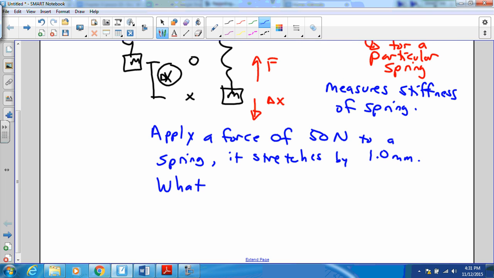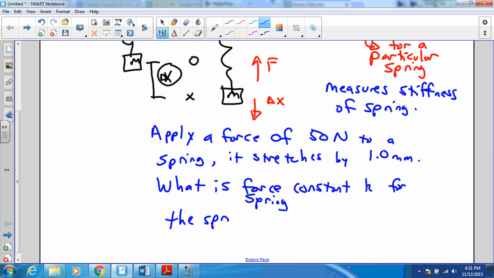Now we want to know, what is the force constant, or the spring constant, k for the spring? Notice I use these two phrases interchangeably, the force constant and the spring constant. They mean the same thing, and they both refer to that constant k found in Hooke's law.